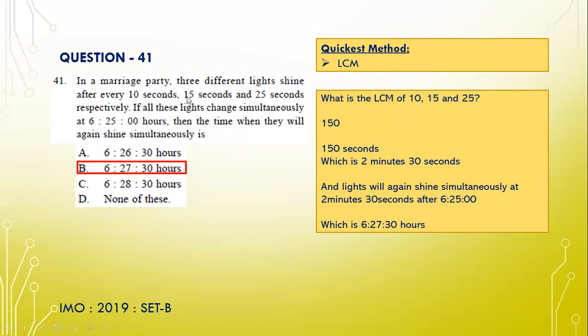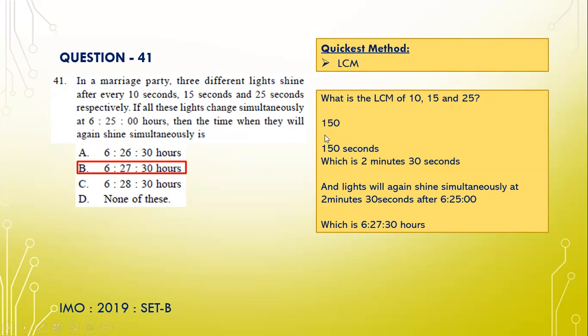then the time when they will shine simultaneously is, what is the LCM? LCM of 10, 15, and 25. What is the LCM, least common multiple of 10, 15, and 25? It is 150, isn't it? Because 10 15s are 150, 15 10s are 150, and 25 6s are 150, isn't it?